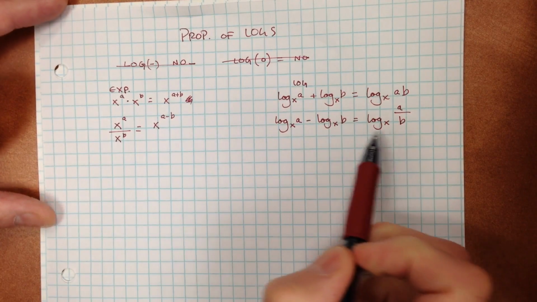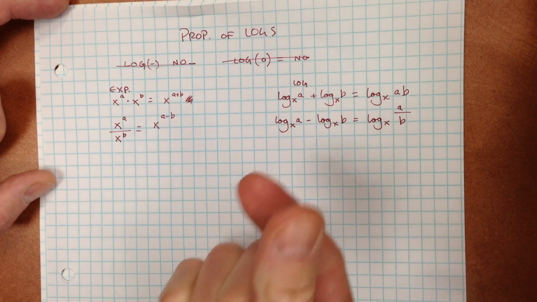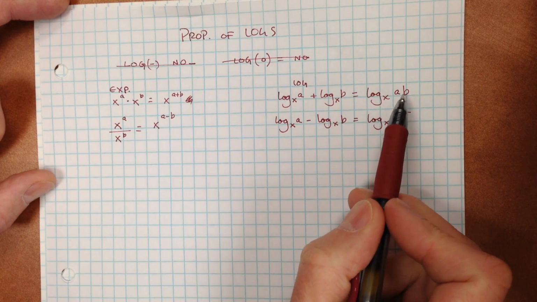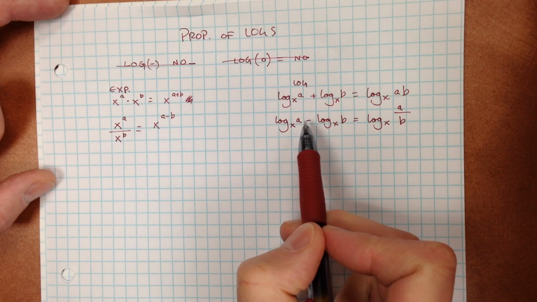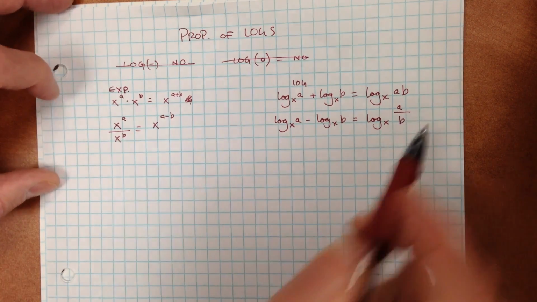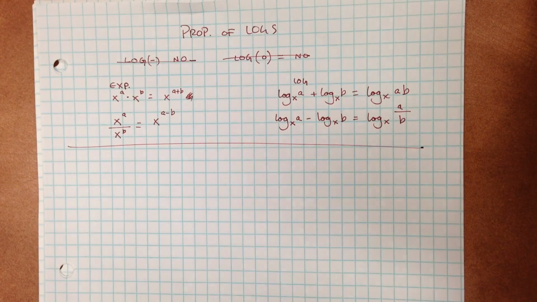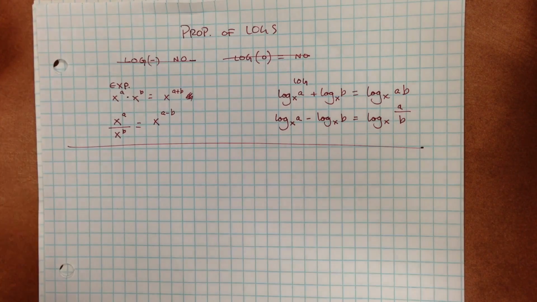And these make a lot of sense to me because I see this addition sign, and if I think of rotating it 45 degrees, it looks like a multiplication sign. Same thing here. This little subtraction sign reminds me of that division bar. So that is a property of logs right there. Let's take a look at some more properties.